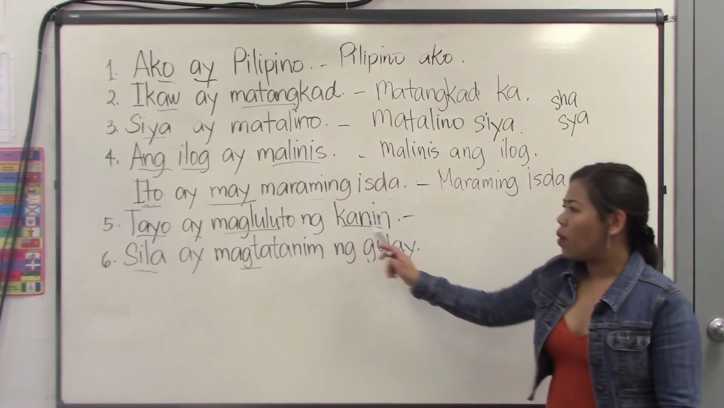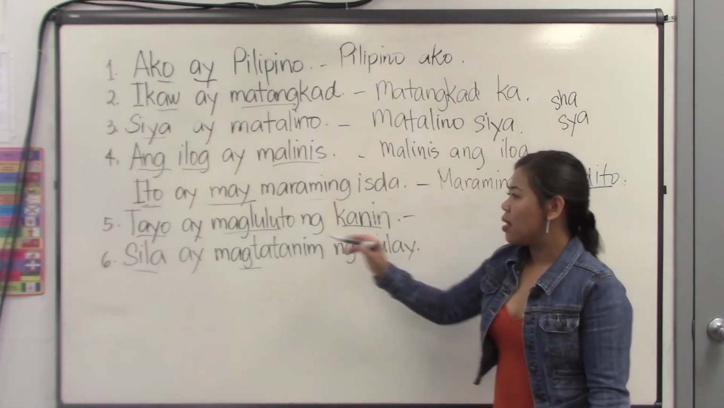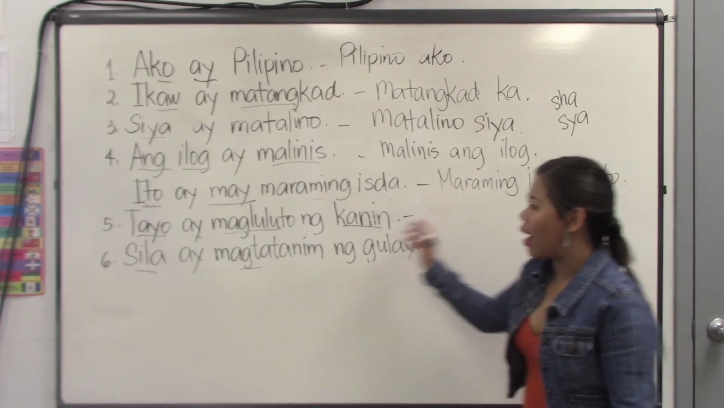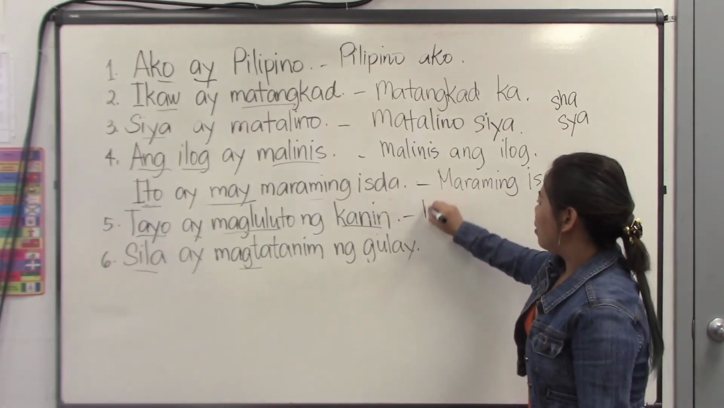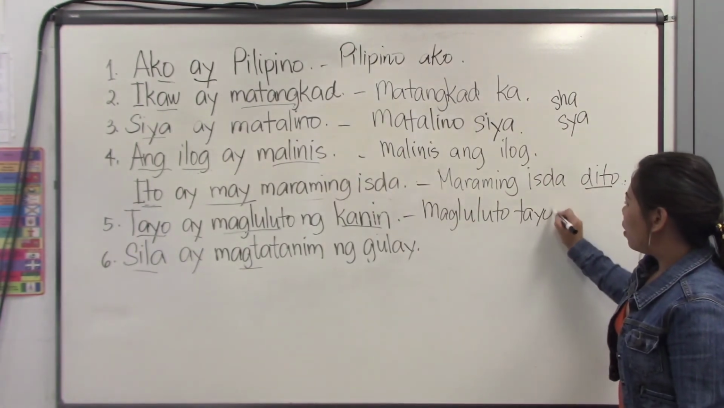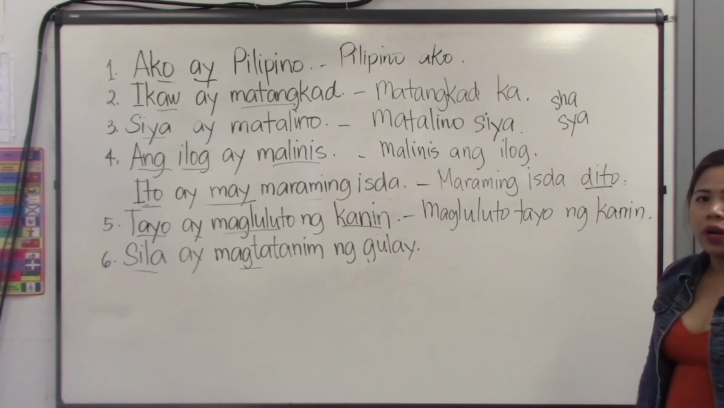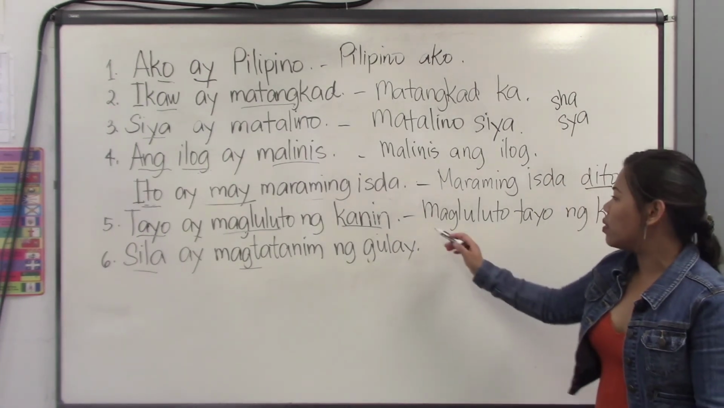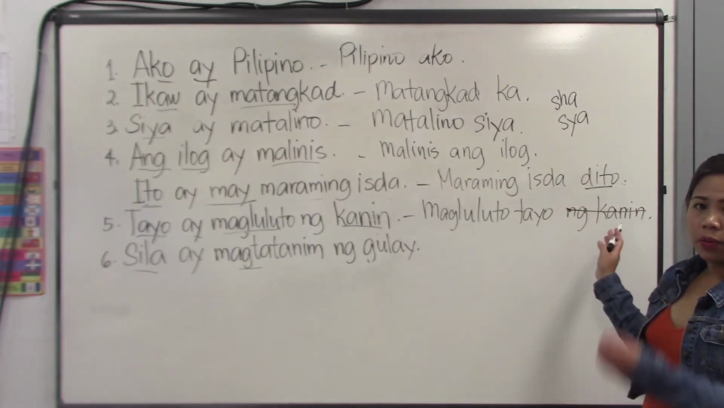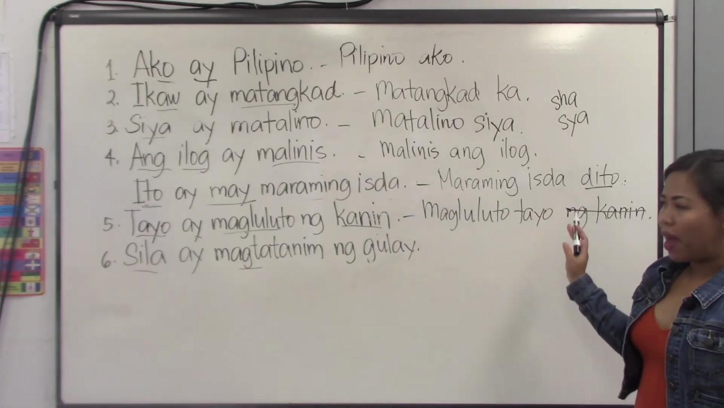Okay, this one. "Tayo ay magluluto ng kanin." We are going to cook rice. So how do we say it in passive voice? We'd say magluluto. The verb will become the focus now. So "magluluto tayo ng kanin." Or, if we are going to use the word saing, then we would say, "magsasaing tayo." Then you will erase the word kanin here, rice. So, you will erase this one now. You say, "magsasaing tayo." That's the passive voice.